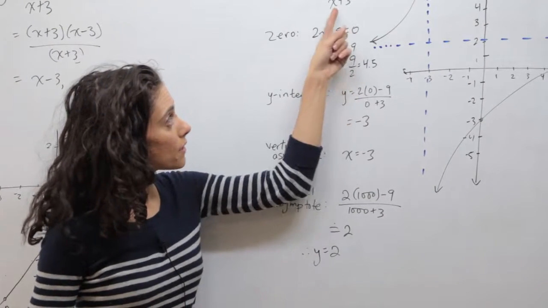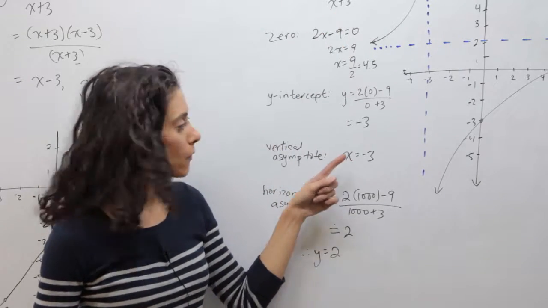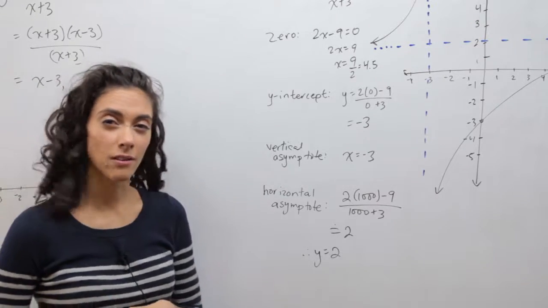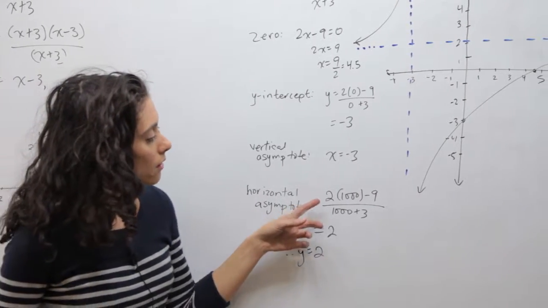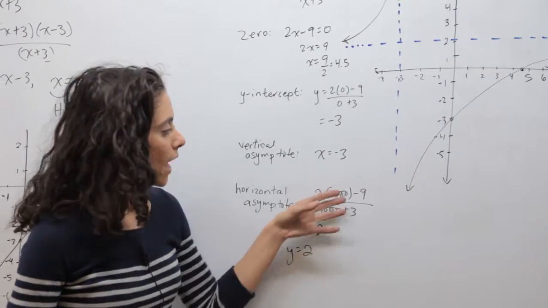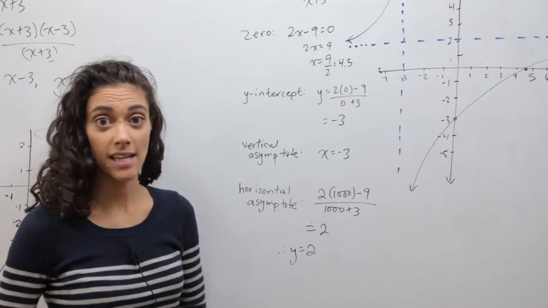So setting the denominator to 0, I find I have a restriction at -3, and that restriction will be an asymptote. And now this tricky one, the horizontal asymptote. An easy way to find it is to simply plug in a large value of x, and see what's happening as x is getting very, very big. I plugged in 1,000, just to get an idea.